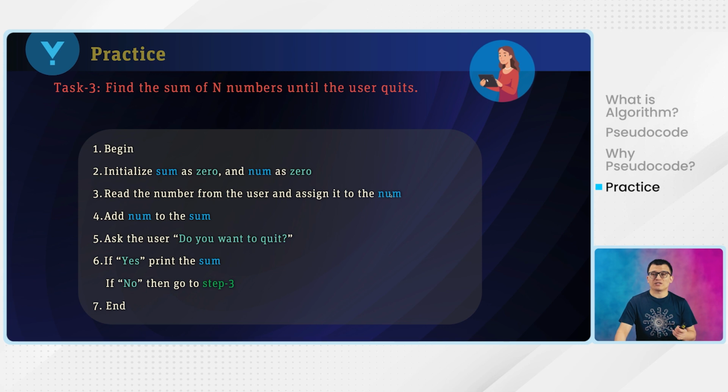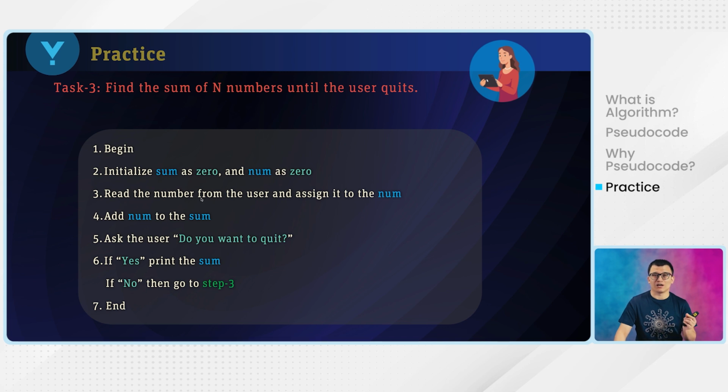Okay. And then once we have the user entered number, this num we will add to the sum. The user entered number will be added to the result. Okay. When the user first enters the number, we will take that number and add it to the result. And then we can ask the user if the user wants to quit. If the user wants to quit, then we will just display the sum, which will be the result of the first user entered number. If the user says no, then we will repeat it starting from this third step.